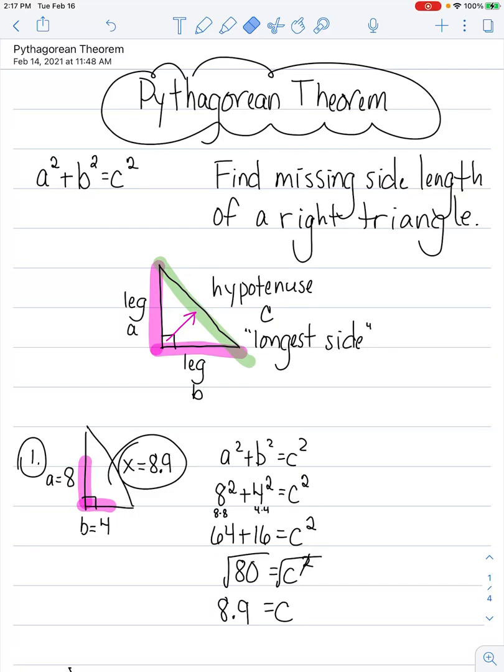Hey guys, today we're going to continue our work with the Pythagorean theorem. Just as a quick review, the Pythagorean theorem is a squared plus b squared equals c squared. The purpose of the Pythagorean theorem is to find the missing side length of a right triangle. Remember, we have the two legs that make up the right triangle, and across from the right angle is your c, or your hypotenuse, which is the longest side.